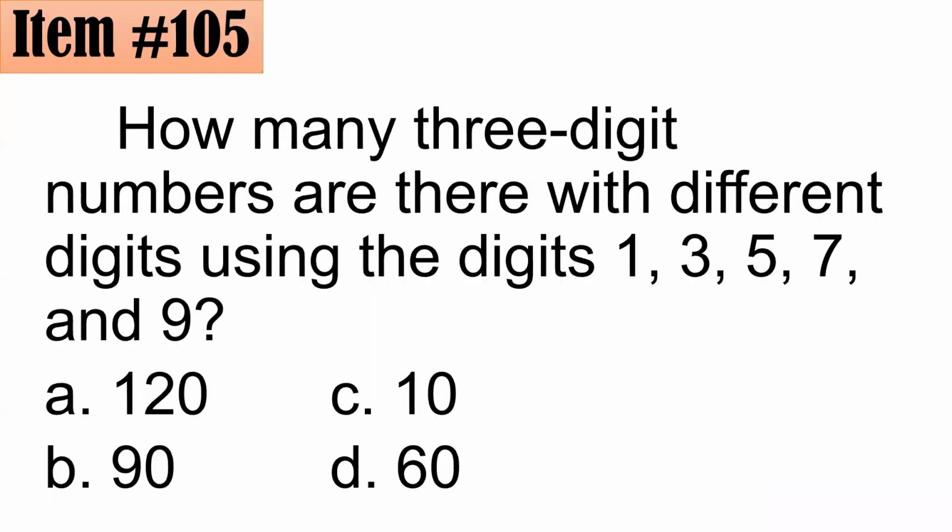105. How many three-digit numbers are there with different digits using the digits 1, 3, 5, 7, and 9? Stat na tayo and probability. Stat 120, 90, 10, 60. Okay, 60. And tama nga kaya.